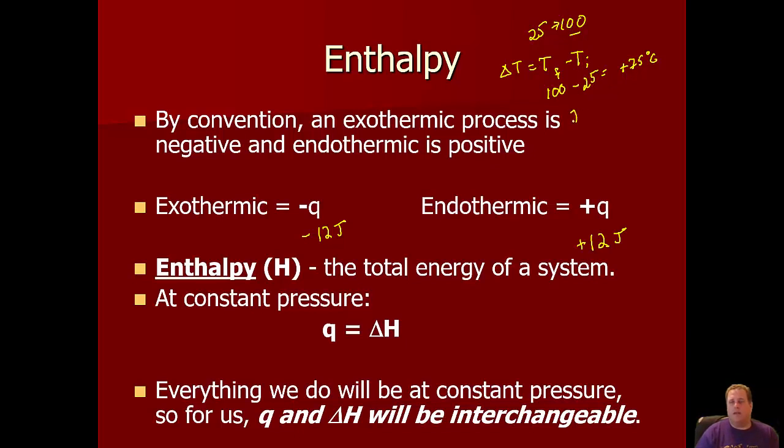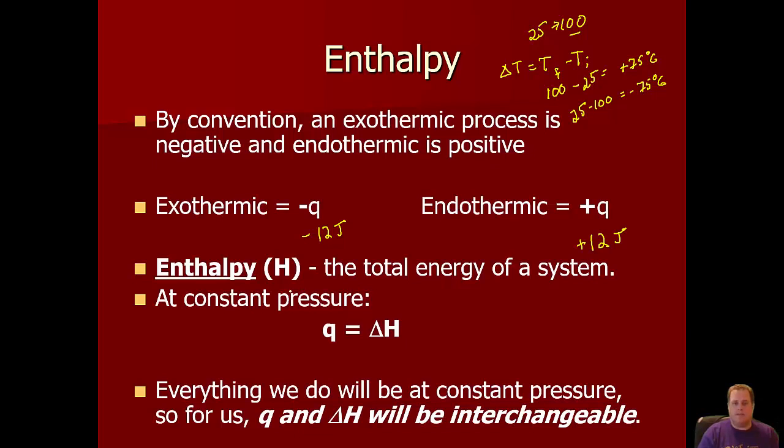If we were cooling it down, it would be going from 100 to 25. That would give us negative 75, which would also make the sign of Q negative. It's getting cooler. Energy has to be flowing from the 100, which was our starting temperature, to the surroundings, whatever is the cool 25 degrees Celsius.